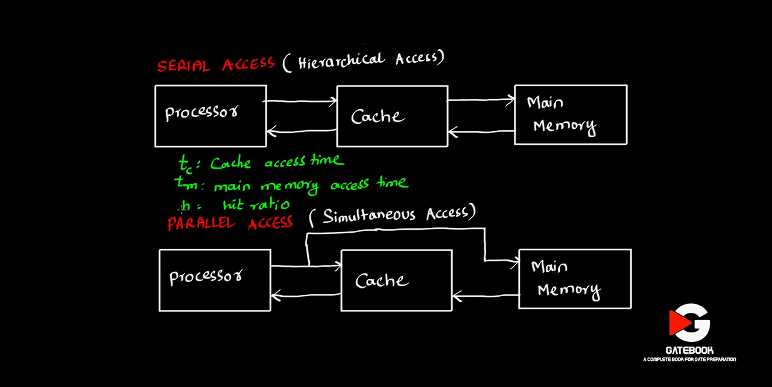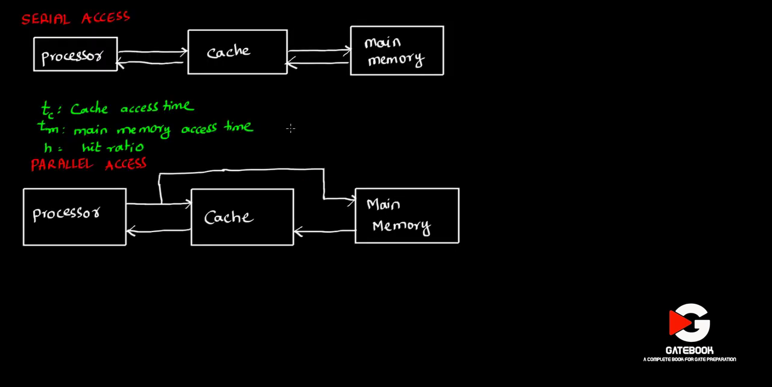So I assume that the cache access time is Tc, the main memory access time is, let's say, Tm, and the hit ratio is H. Let's begin with serial access. In serial access, the processor requests the cache for the data word, and if it is available, the cache will transfer it to the processor. If it is not available, the same request will be forwarded to the main memory. Then the main memory will forward the desired data along with the block to the cache. That means here the block transfer will happen.